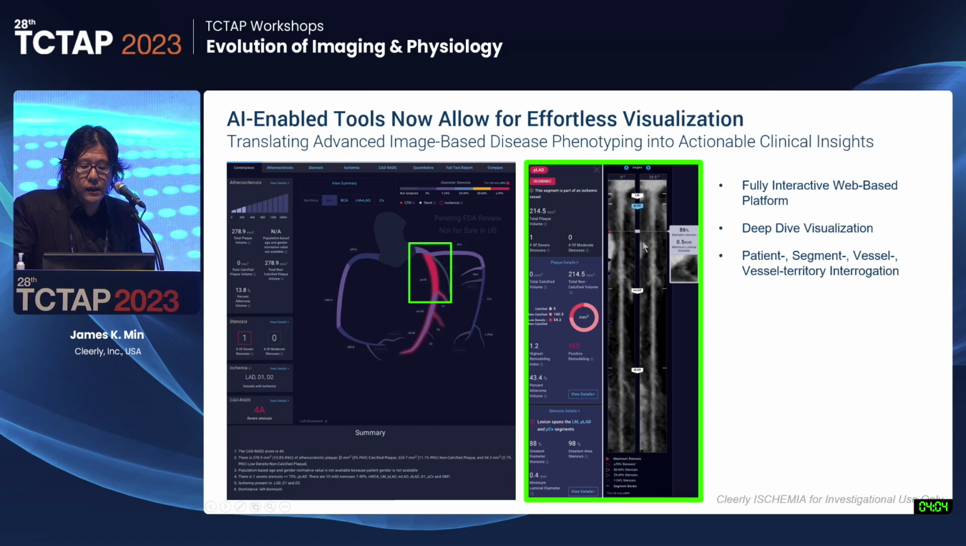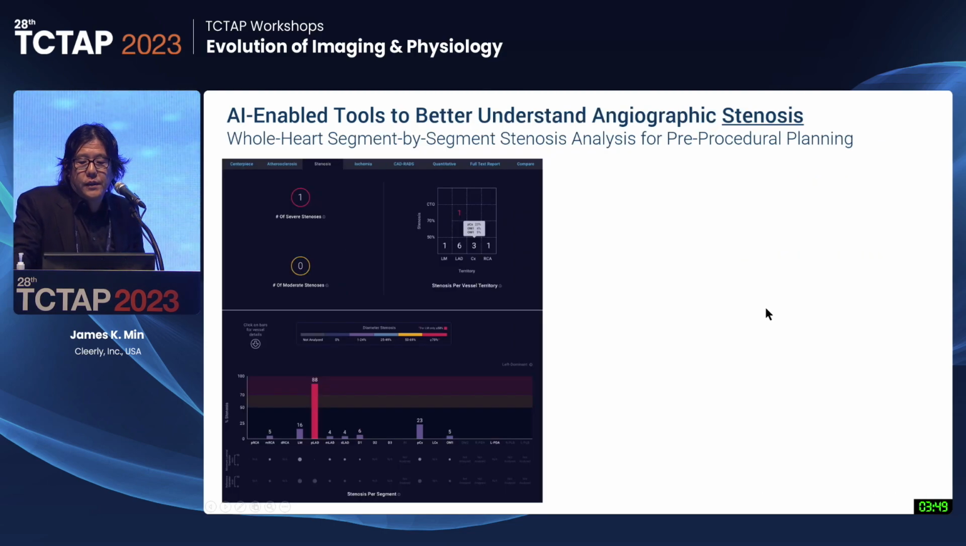And because it's interactive, the vessels have been laid out for you so that now you can see the targets that you're going to. And if you aren't familiar with CT, the computer will automatically point arrows to exactly where you should be looking so that you can really dive deep into the visualization on a patient, segment, and vessel territory interrogation. Once you do that, if you want to understand coronary stenosis and vascular morphology better, you can click on a deeper dive tab, and then you can see the number of severe and moderate stenoses. By vascular territory, you can see the numbers of mild, moderate, severe, and chronic total occlusions, and the computer will just tell you exactly where they are, how many lesions there are.